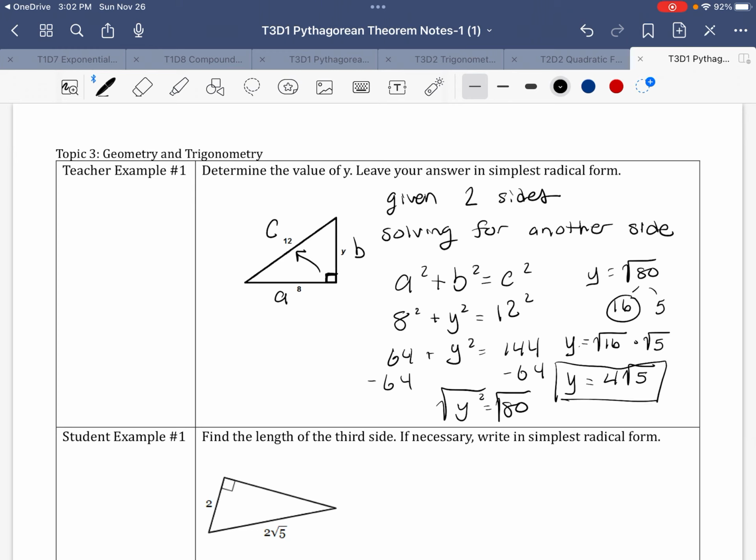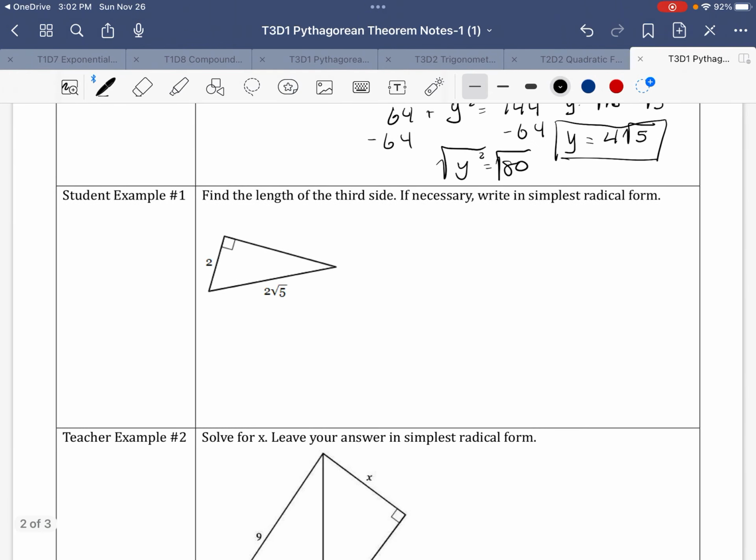Of course, we can always use a calculator to calculate the decimal equivalents, and you'll find that the square root of 80 is equivalent to 4 root 5. Try student example number 1 on your own.